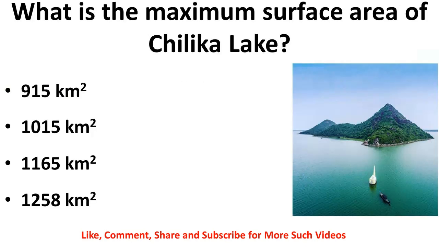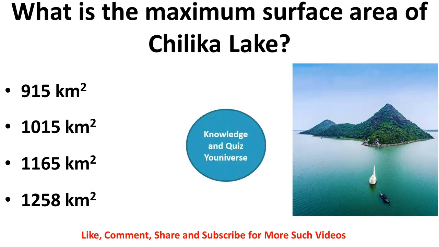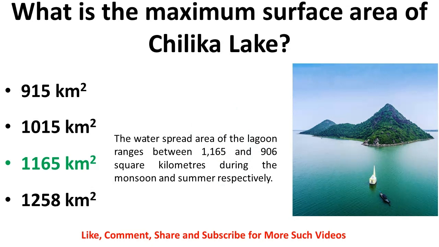What is the maximum surface area of Chilika Lake? 915 km square, 1015 km square, 1165 km square or 1258 km square. The correct answer is 1165 km square.